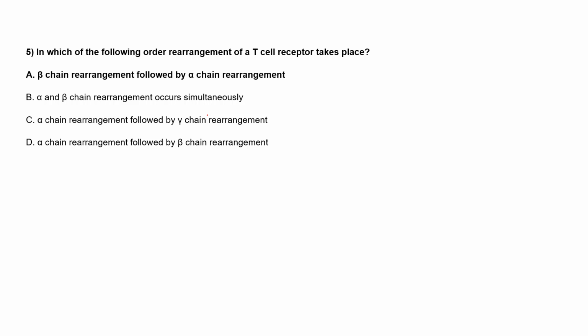So in the question they asked how this rearrangement happens. As we saw, you were right: first the beta chain rearrangement happens, followed by the alpha chain rearrangement.